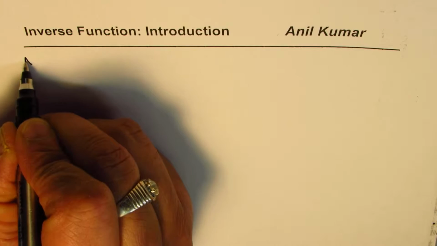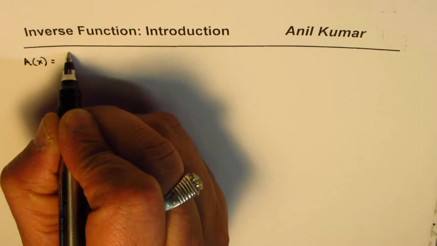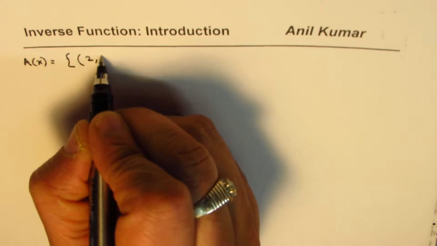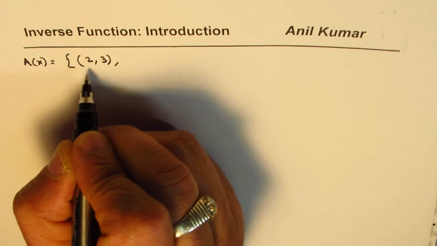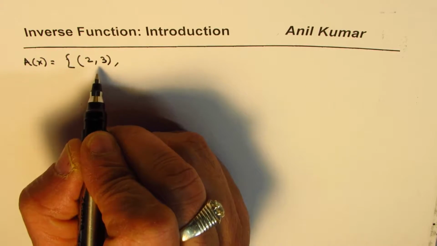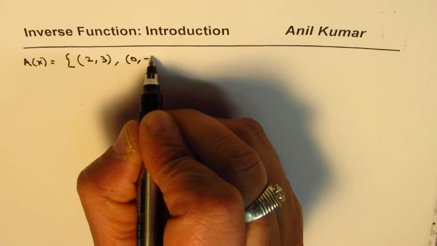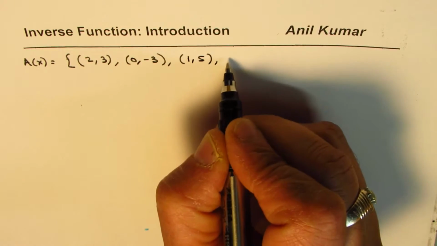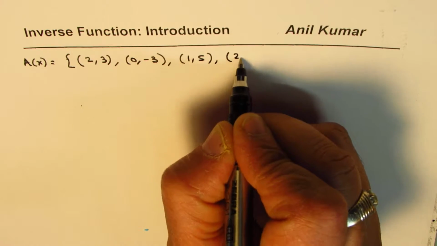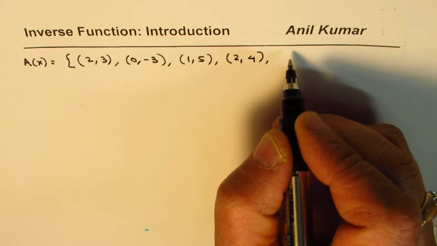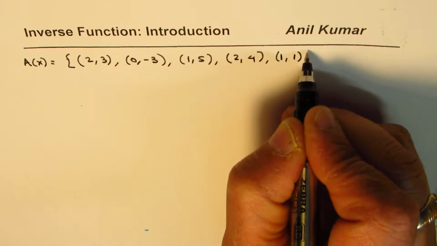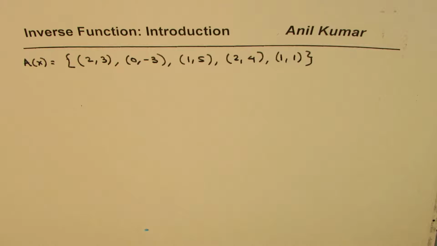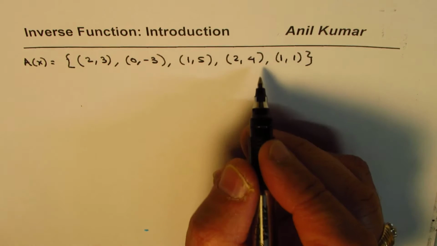So let me begin with function a of x, let me write it in this form, which is also called the set form. Let's say this is our function where we just list the coordinate points. It could be, I'm just listing at random, 1, 5, and let me write one more point as 2, 4, and let's say we have a point 1, 1. So these are 5 points. You need to find inverse of this function. How do we do it?